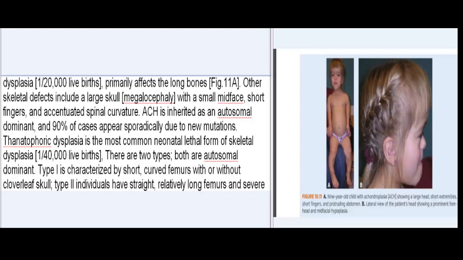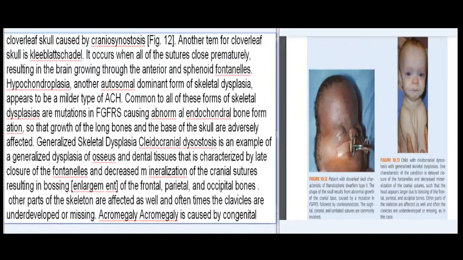Thanatophoric dysplasia is the most common neonatal lethal form of skeletal dysplasia, occurring in 1/40,000 live births. There are 2 types, both autosomal dominant. Type I is characterized by short, curved femurs with or without cloverleaf skull. Type 2 individuals have straight, relatively long femurs and severe cloverleaf skull caused by craniosynostosis (Fig. 12). Another term for cloverleaf skull is Kleeblattschädel. It occurs when all of the sutures close prematurely, resulting in the brain growing through the anterior and sphenoid fontanelles.